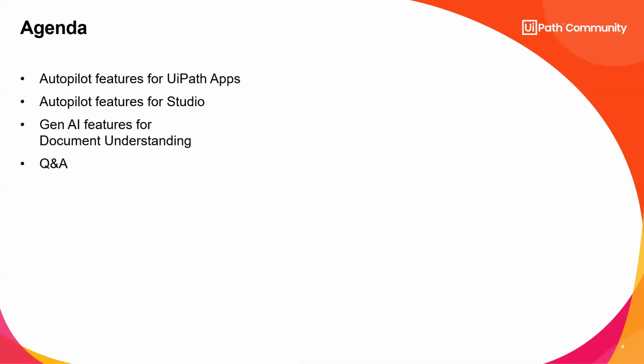So today's agenda: we are going to explain the UiPath Apps features about autopilot. The next one is the autopilot feature for Studio. Studio means desktop Studio. And the next one is the feature we released for Document Understanding, the Gen AI capability. There is another session also planned for Document Understanding at the end, where we will be covering the modern design and the cloud part of it. So in today's session, we will be covering only the Studio part of it.